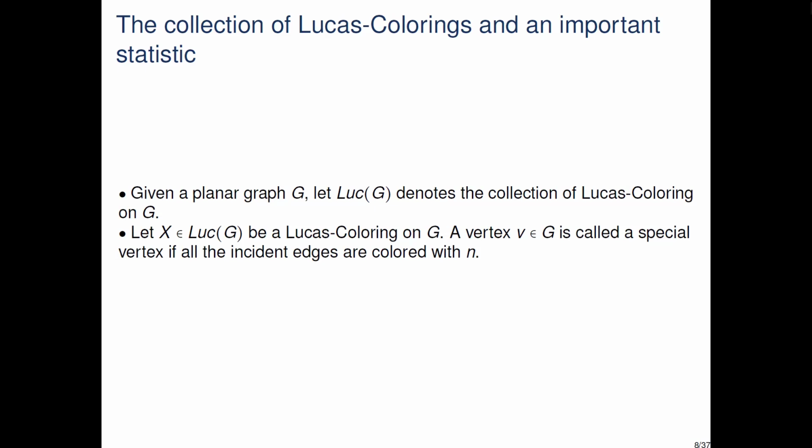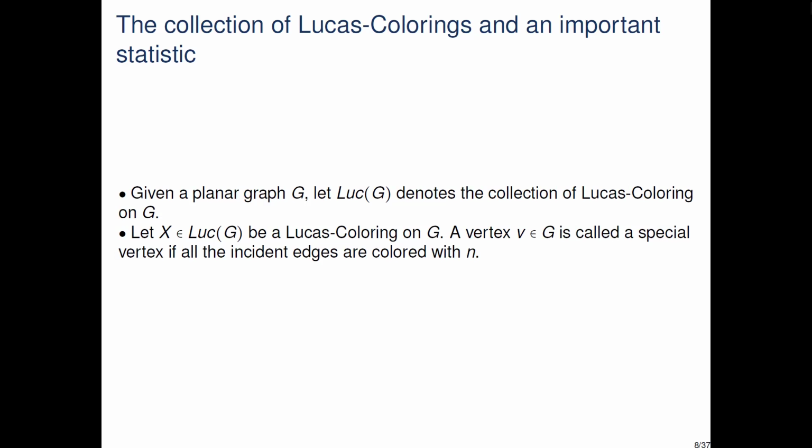So whenever you have a planar graph G, I'm going to call Luc of G, LUC of G, the collection of all Lucas colorings on the graph G. Now if X is a specific Lucas coloring on the graph G, then you call a vertex V a special vertex if all the incident edges are colored by N. So there are no Y colored edges, everything is colored by N. Then you call it a special vertex.